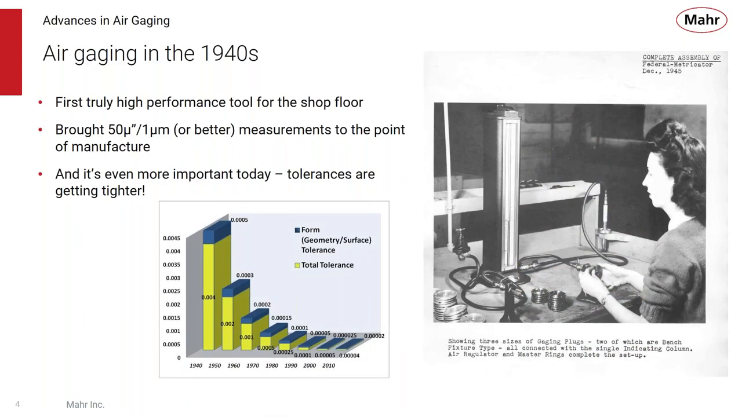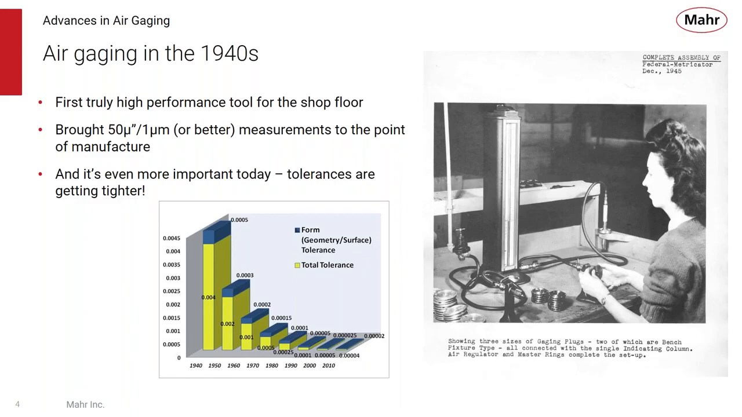So air gauging really isn't anything new. It's been around since the 1940s, but in the 1940s it was really the first truly high performance tool for the shop floor. Now you can imagine back then that there wasn't too much in the way of electronics or optics or any other high performance measuring system. So air was the first way to get 50 millionths or 1 micron or better measurements at the point of manufacture.